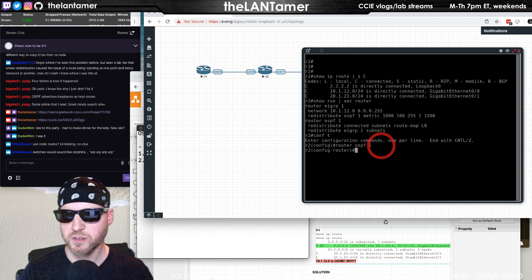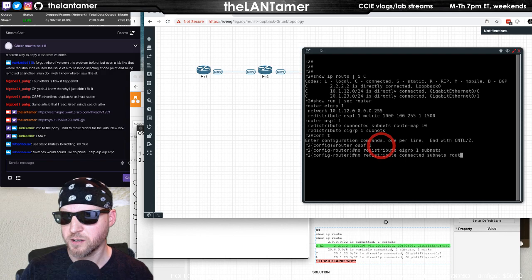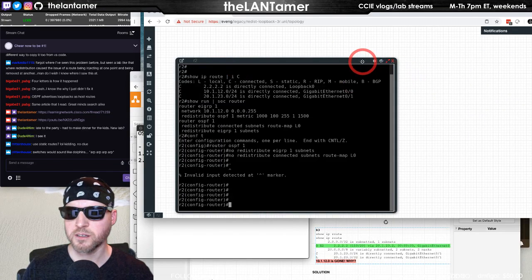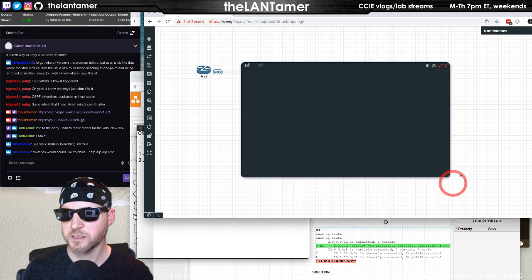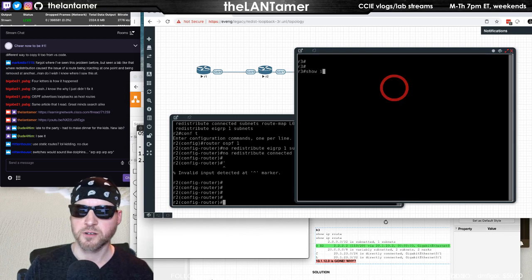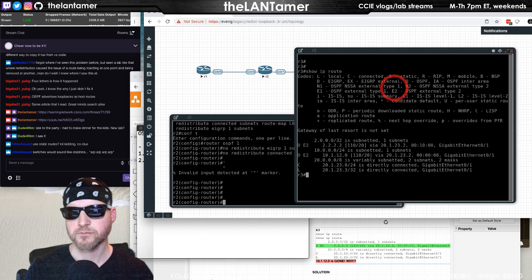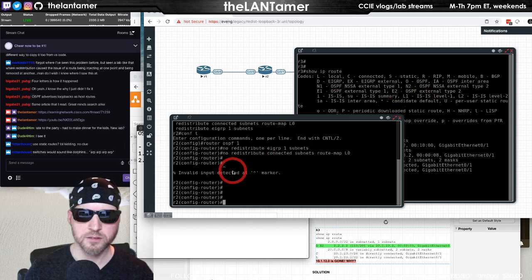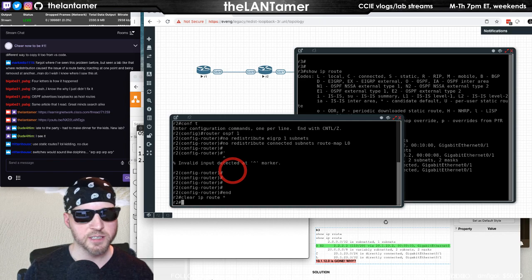Let's remove no redistribute EIGRP 1 subnets, no redistribute connected subnets route map L0. And let's just put, so right now router 3 is only going to know about what? Window management, story of my life here, window management. Show IP route. Clear IP route. Let's clear routing tables and see.